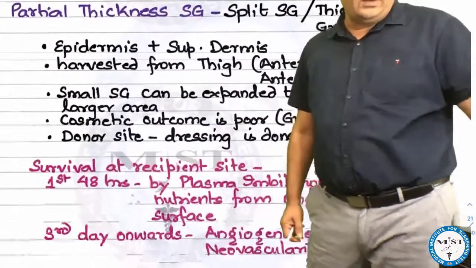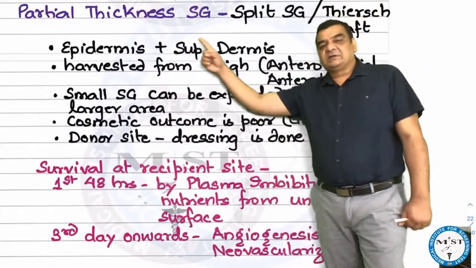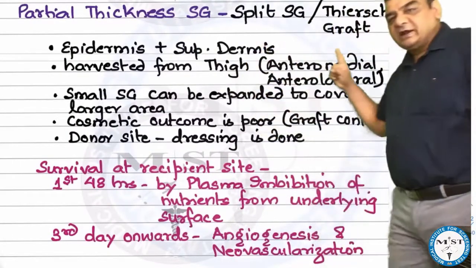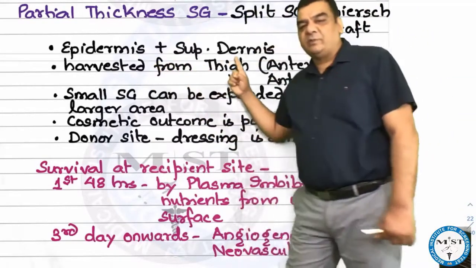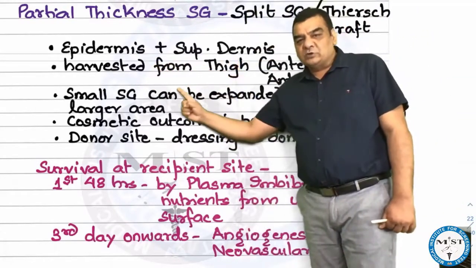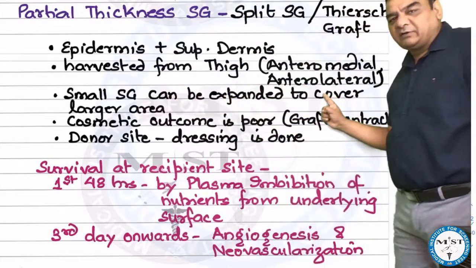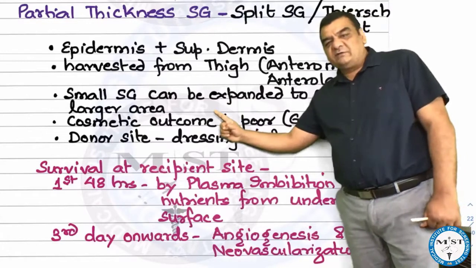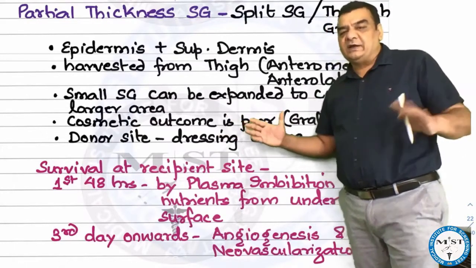If we take a look, this is what we have written in our notes. Partial thickness skin graft, or a split skin graft, or a TH graft, is composed of epidermis and superficial dermis. The most common site is the thigh, that is the anteromedial or the anterolateral aspect. Small skin grafts can be expanded with the help of a mesh to cover a large area.